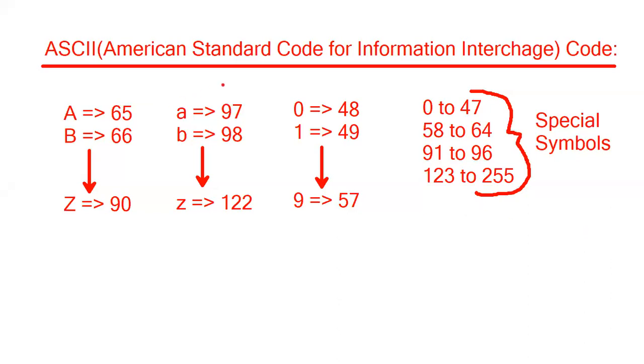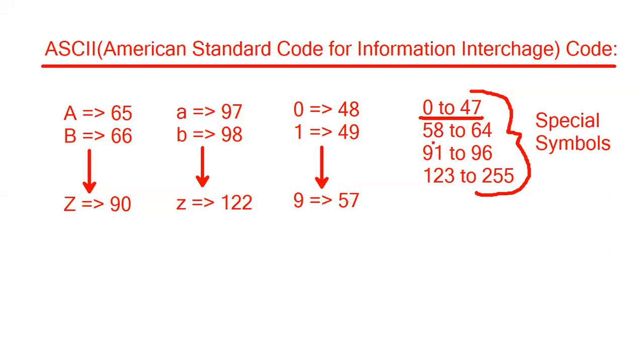ASCII code, American Standard Code for Information Interchange. Capital letters are 65 to 90. Small letters are 97 to 122. Digits are 48 to 57, but 0 to 47 are special symbols. After that comes 48. Now 48 starts here, up to 57 digits.